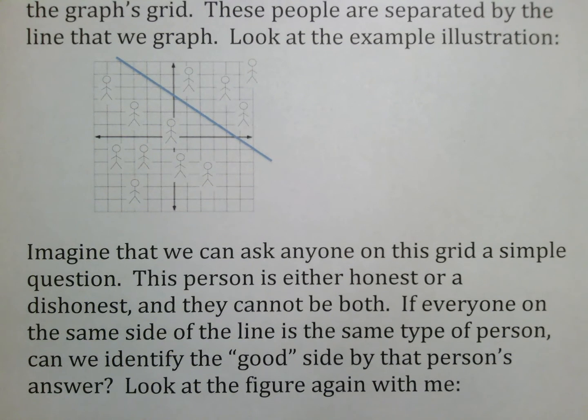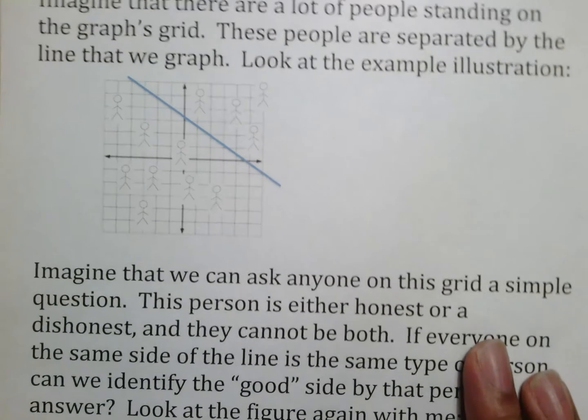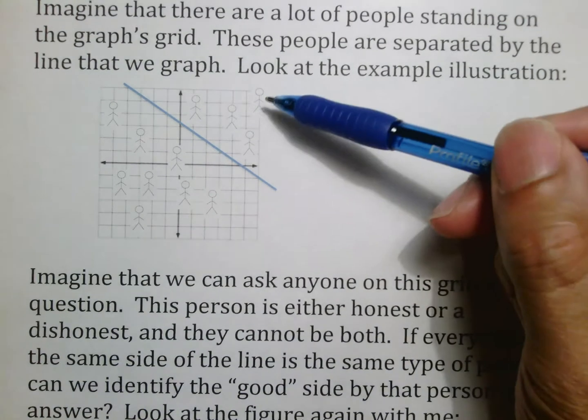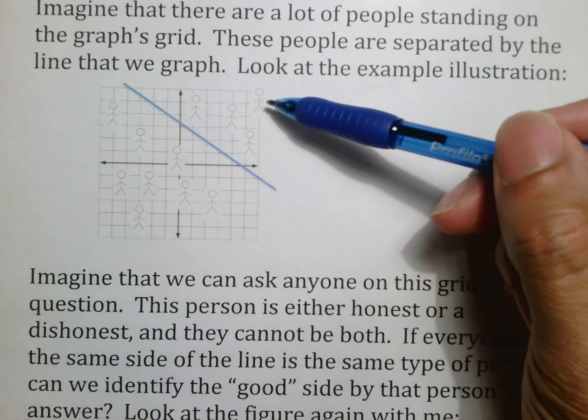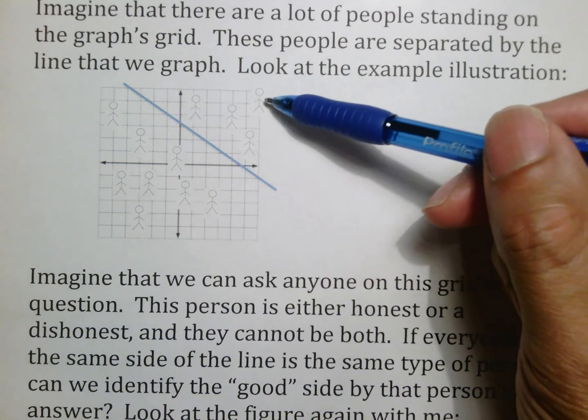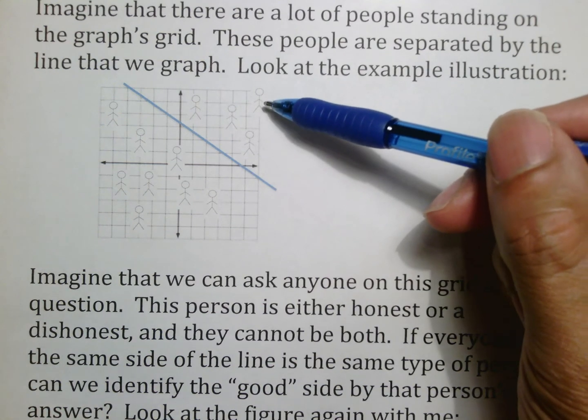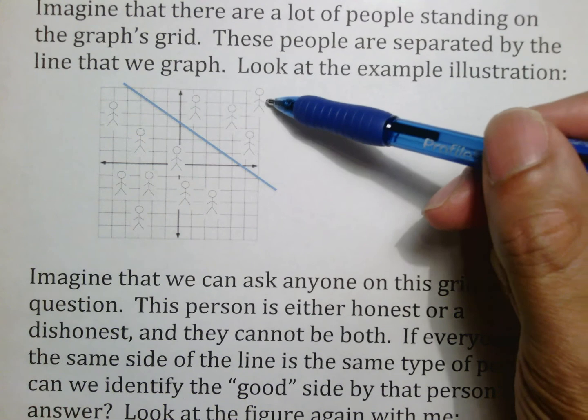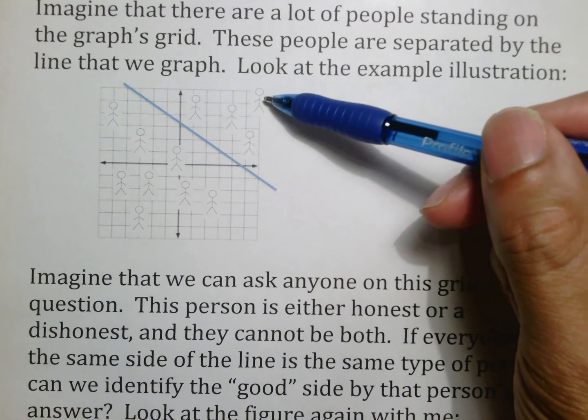All right. So again, just stay with me here. If everyone on the same side is the same type of person, can we identify the good side by that person's answer? So look at this figure real fast, and let's imagine we ask this person a question. For example, we say, what day is it? And I believe today is Monday for us. But if we say to this person, what is today? And he says Saturday, and you honestly say, no, tell me again what day it is, and they say Saturday, this person is a dishonest person.